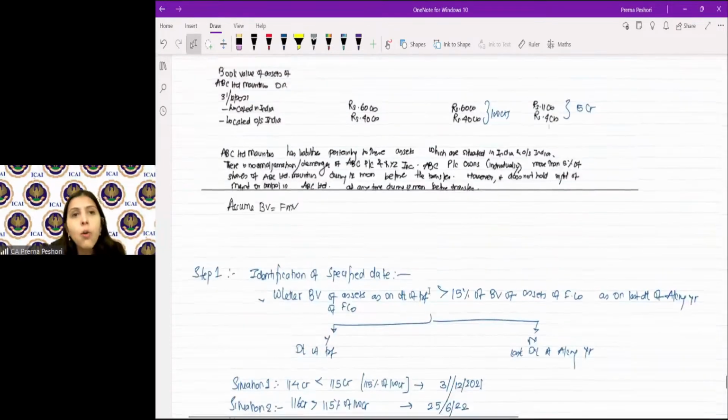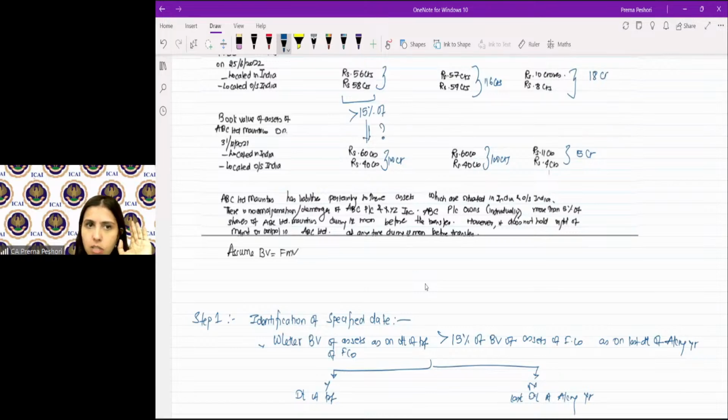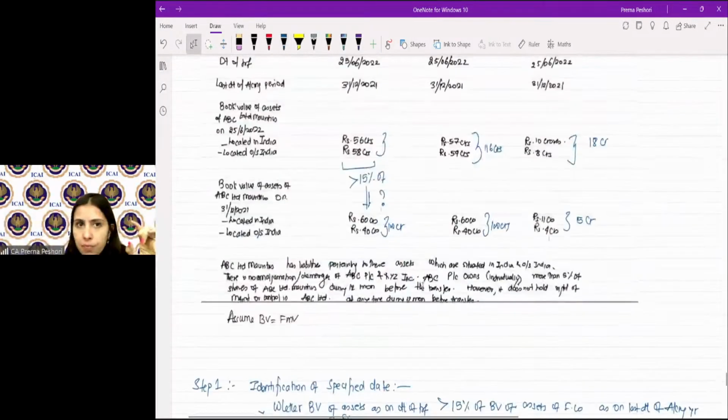Namrata, it is very simple. What is the book value of the assets as on the last date of the accounting year? It is 100 crores. 115% of that, 115 crore. So whether this value is greater is your question, whether the book value of the asset as on the date of the transfer. So you have to take all the assets located in India and located outside India. So this is 114 crore, Namrata. This is less than 115% of 100 crores.